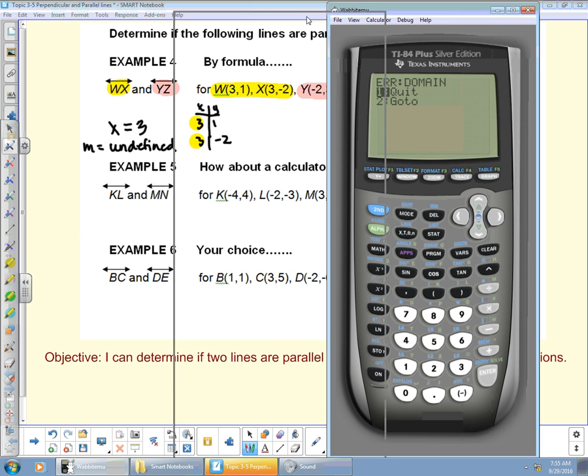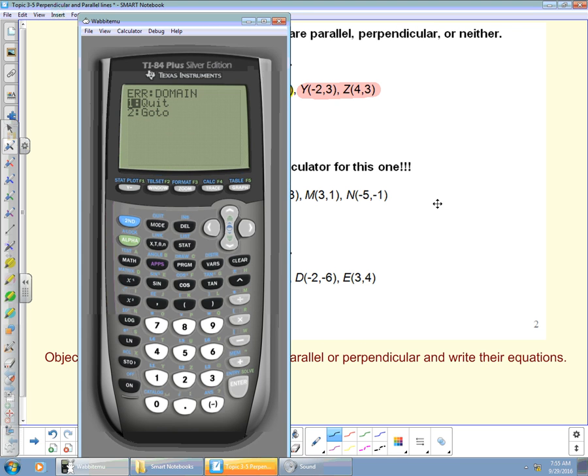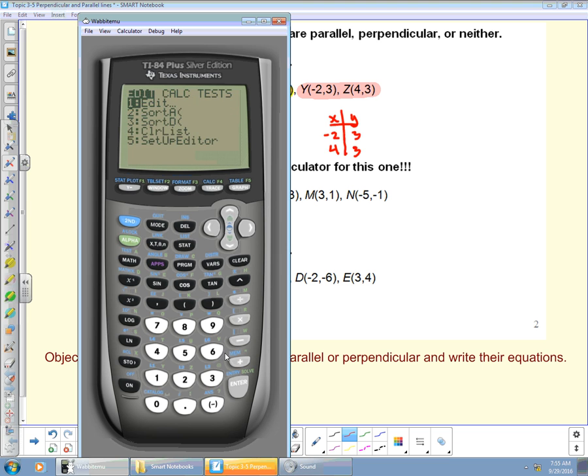All right, so now let's look at the next one. So the first thing I'm going to do, I'm going to make a T-chart, X and Y. When X is -2, Y is 3. When X is 4, Y is 3. So I'm going to go back to my calculator. Stat, enter. I'm going to clear the data.